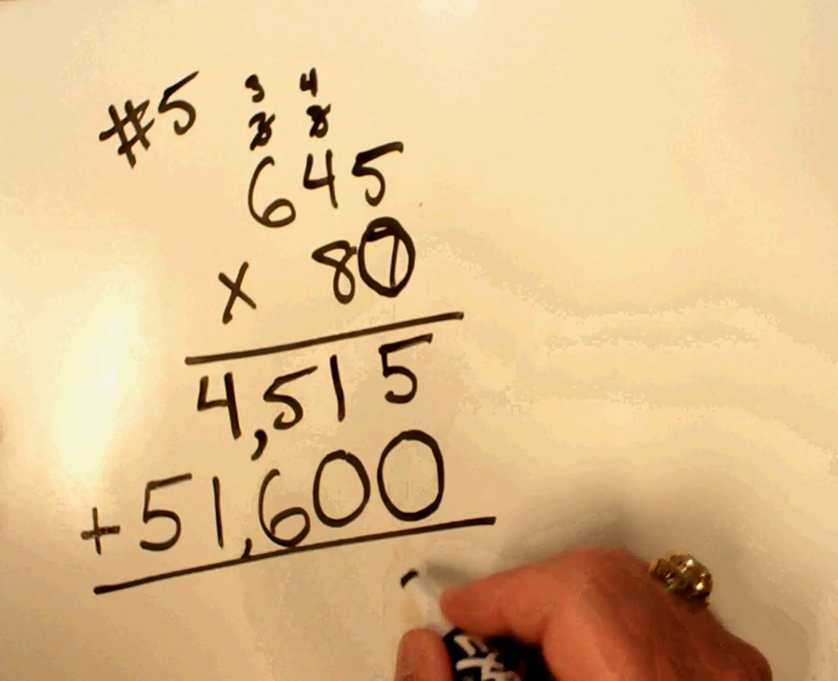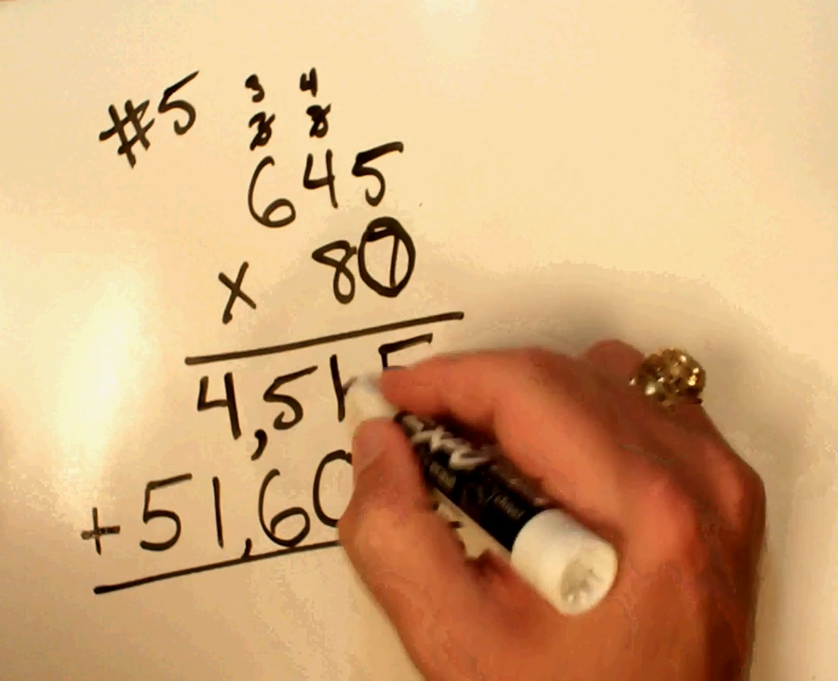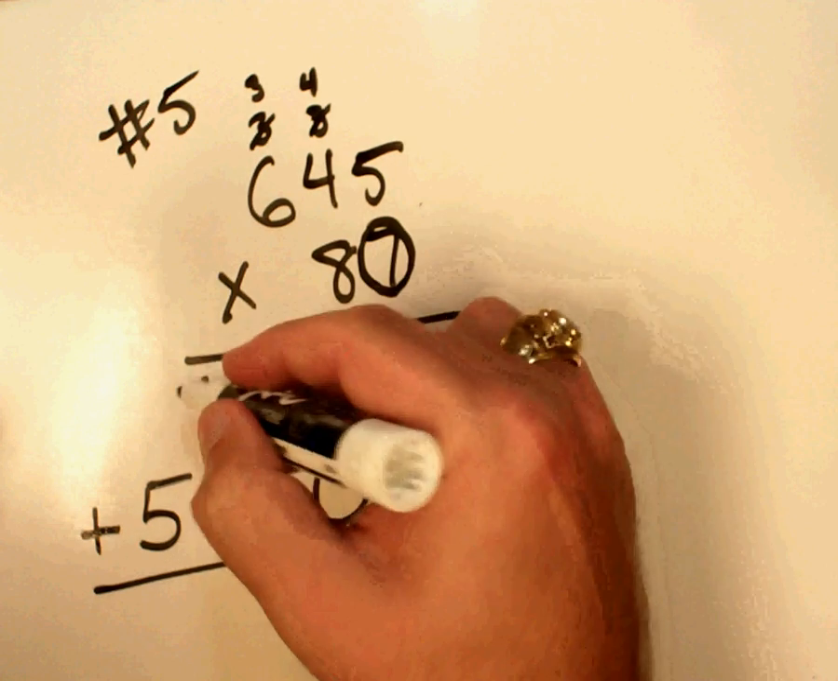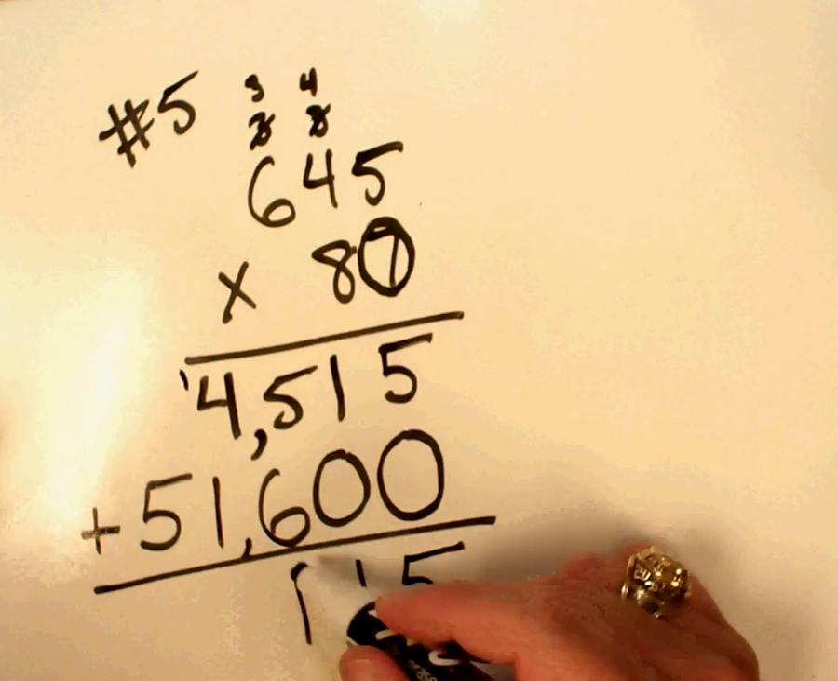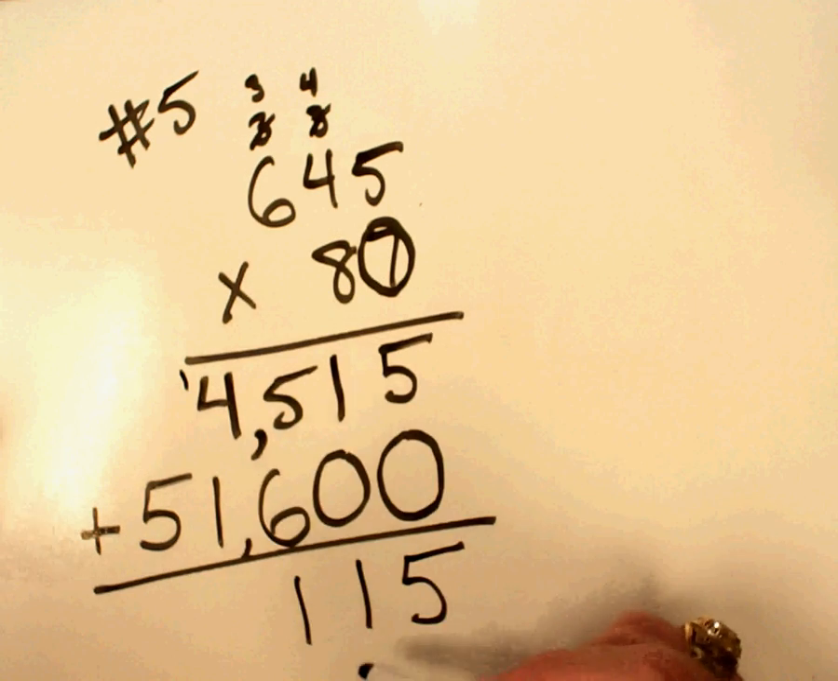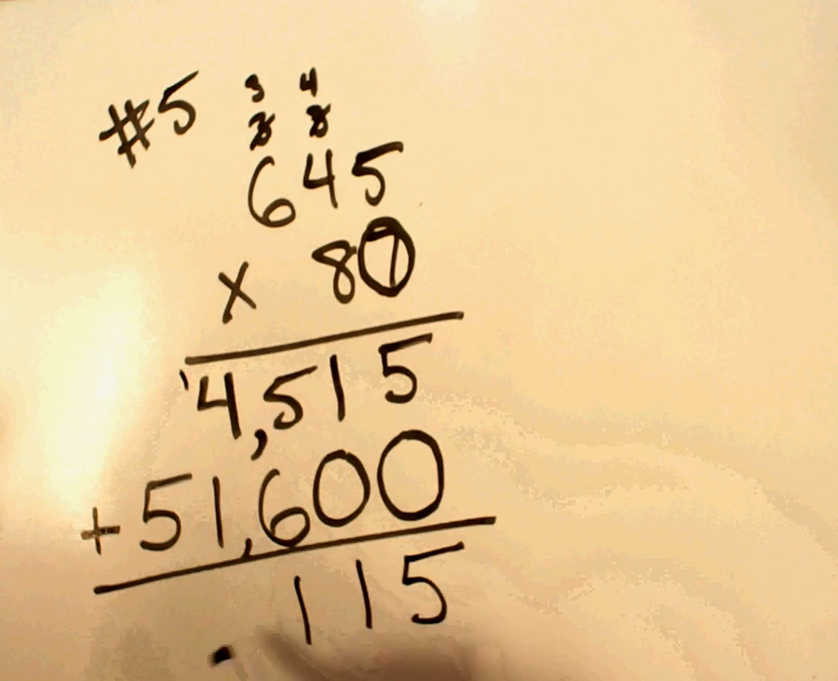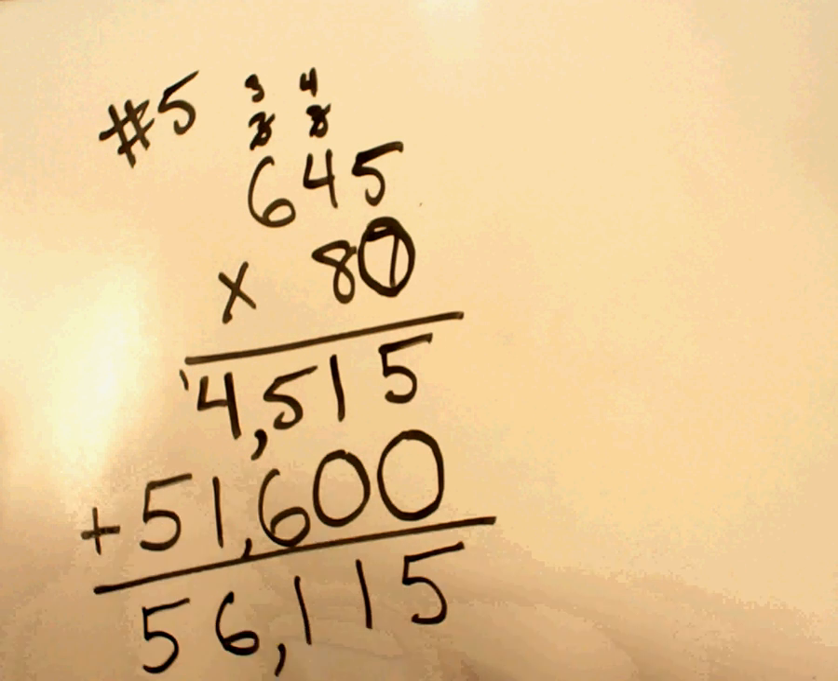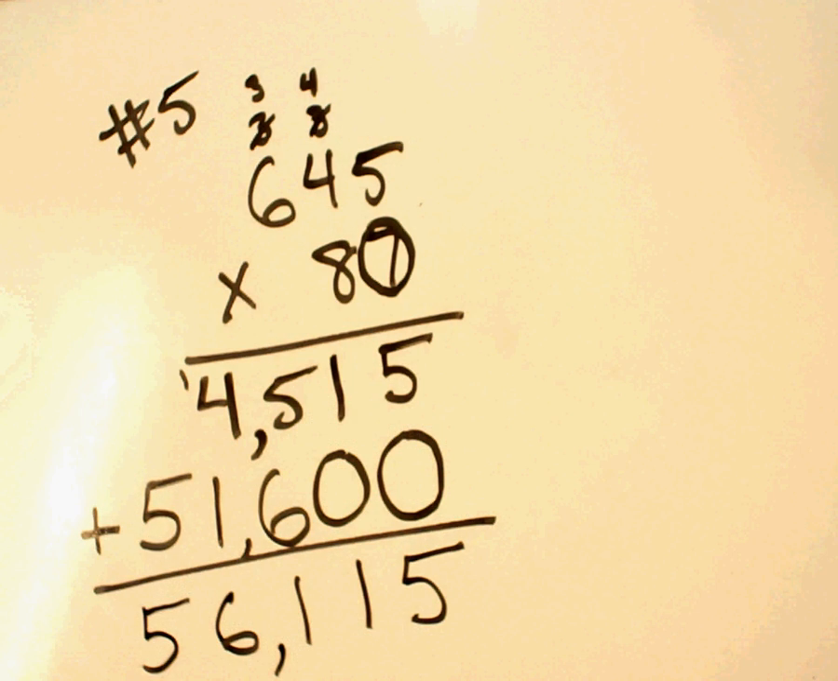5 plus 0 gives me 5. 1 plus 0 gives me 1. 5 plus 6 gives me, sorry, 11. Carry my 1. 1 plus 4 plus 1 gives me 6. My poor little 5, all alone on the end, with nothing to add to. And so I get a total answer of 56,115.